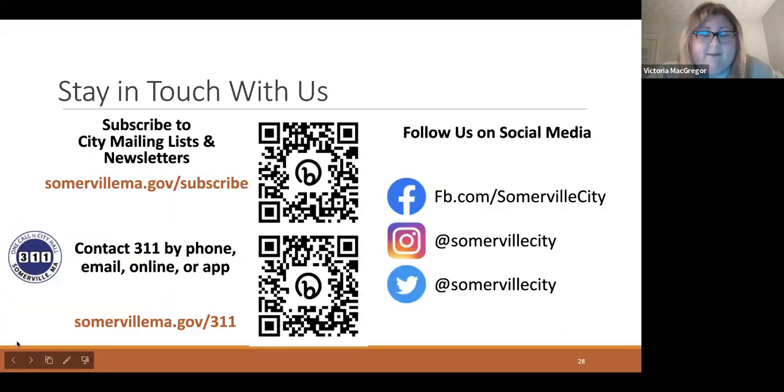And finally, we included a slide with ways you can keep up with all things Somerville. One of those ways being subscribing to our weekly newsletter. You can do this by using the QR code or by visiting somervillema.gov/subscribe. On this webpage, you'll find a list of other departments that have their own newsletters. We welcome you to subscribe to any that interest you. And on the right, you'll find our main social media channels.